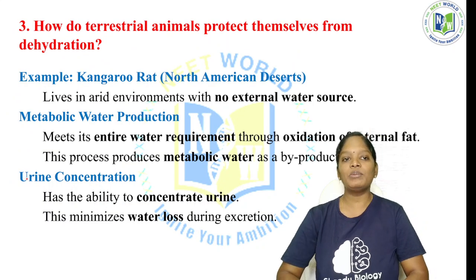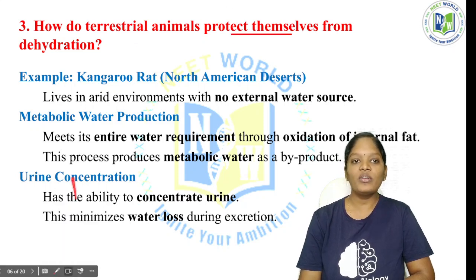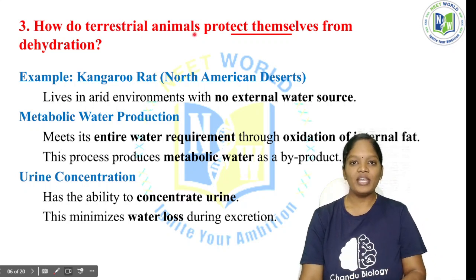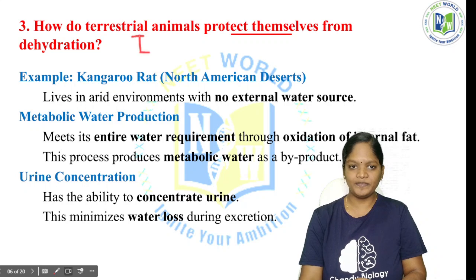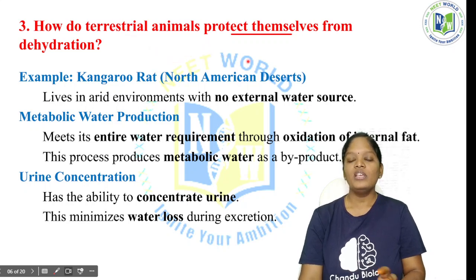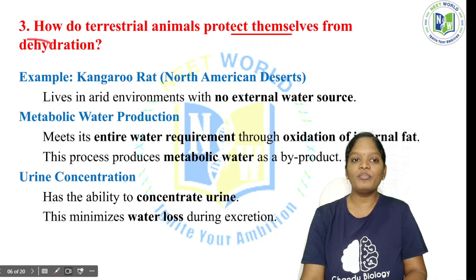Now, the third question: how do terrestrial animals protect themselves from dehydration? Here they are explaining about terrestrial animals, which means land-living animals. How do these land animals protect themselves from the dehydration process? Dehydration means water loss.